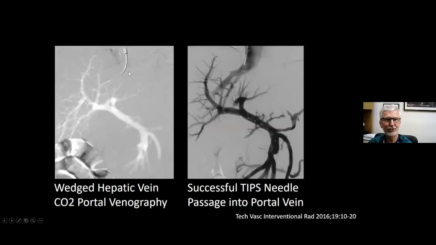On the left side of the screen, there is a balloon occlusion catheter placed inside the hepatic vein. It's wedged, it's inflated, contrast, in this case CO2, is injected, and that CO2 fills the portal system quite nicely. And now you can see where the main right portal vein is, and in the image on the right, they successfully pass their TIPS needle into the right portal vein using this CO2 portal venography as a guide.